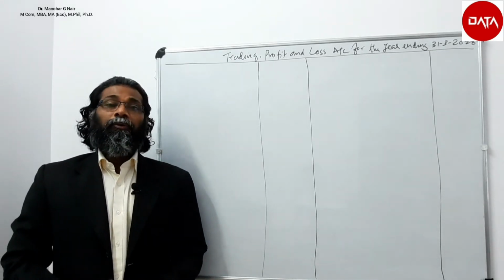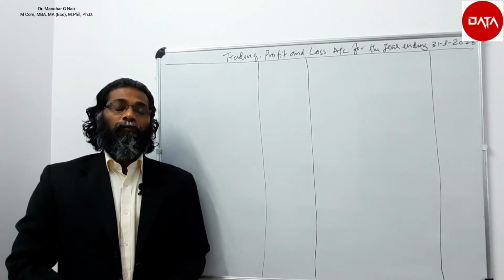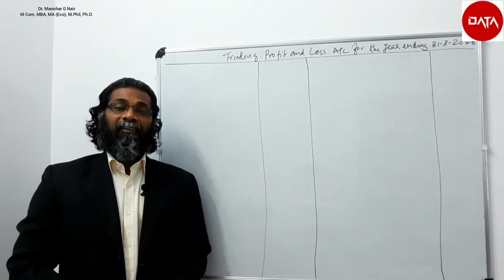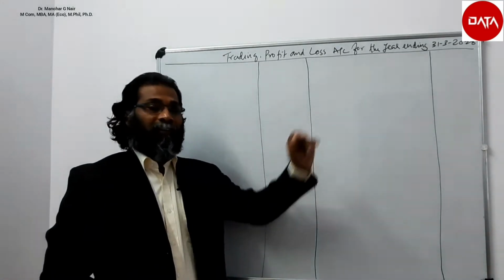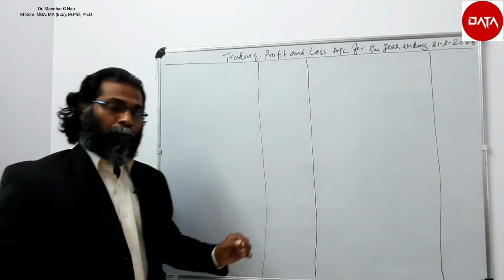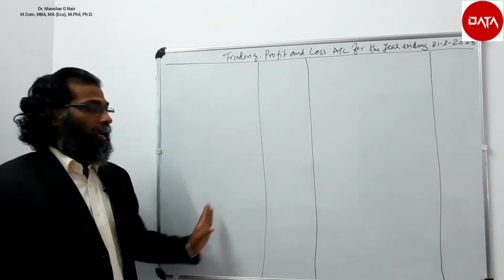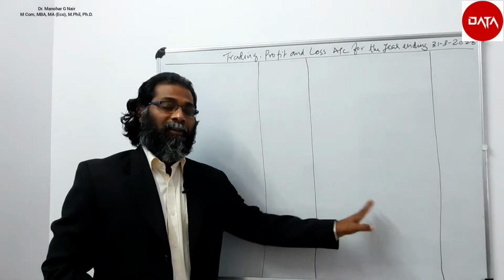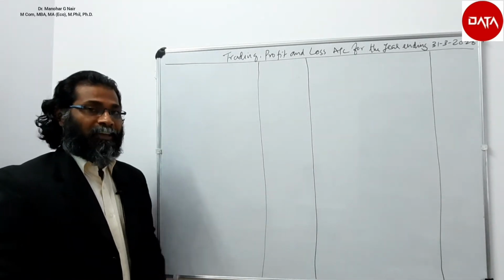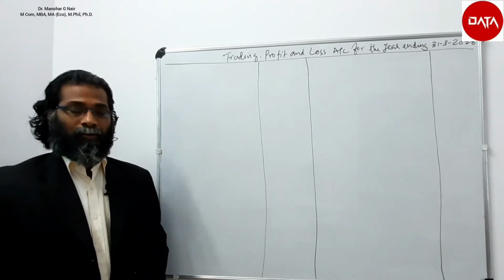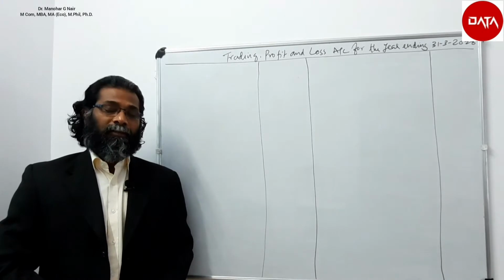As I have told you in the previous video, in the trading account we will be writing all direct expenses on the debit side and all direct income on the credit side. Similarly, in the profit and loss account, all indirect expenses on the debit side and all indirect income on the credit side. After preparing the profit and loss account, it may be either net profit or net loss. It will be transferred to the balance sheet to know the financial position.